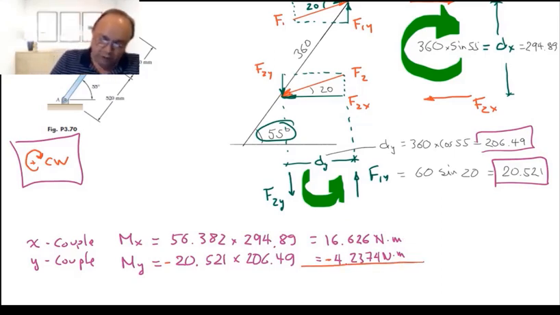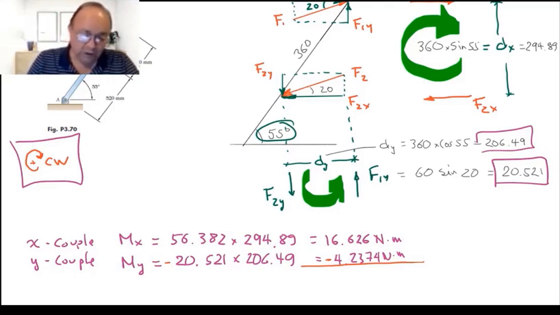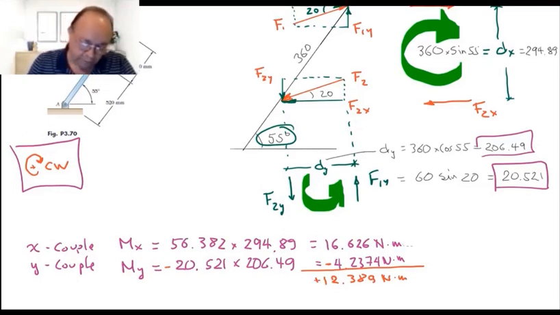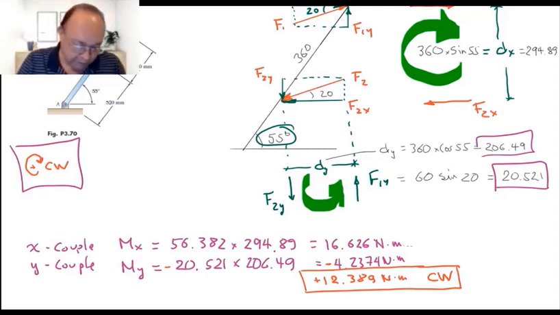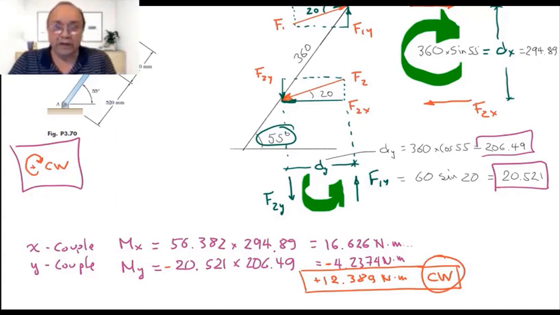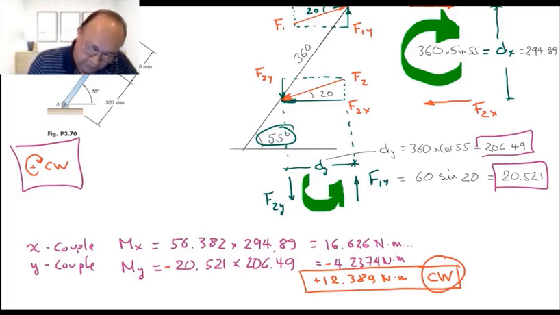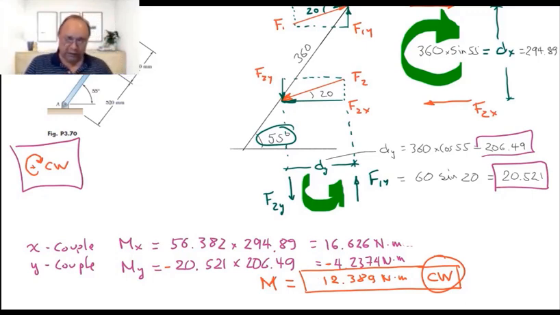So if I want the total moment produced by that couple, it will be the summation of these two. It would be 16.626 minus 4.2374, it will be 12.388 newton meters. Positive. If I get positive, it is clockwise, according to my sign convention. So this is the one that is important. It's clockwise. All right. So this is the moment of the couple. I can remove the sign here and just leave the clockwise.